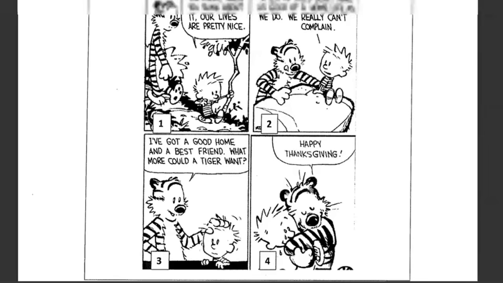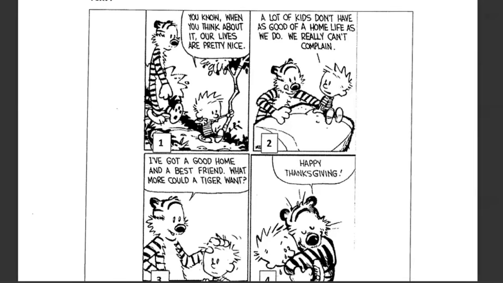All right, let's see what frame 1 says. You know, when you think about it, our lives are pretty nice. Pretty nice is unsuitable because we have to now write it in proper English. Okay, our lives are pretty nice. I believe we have options here. One option that we can use is pleasant. I'm thinking of how we can express how life is.